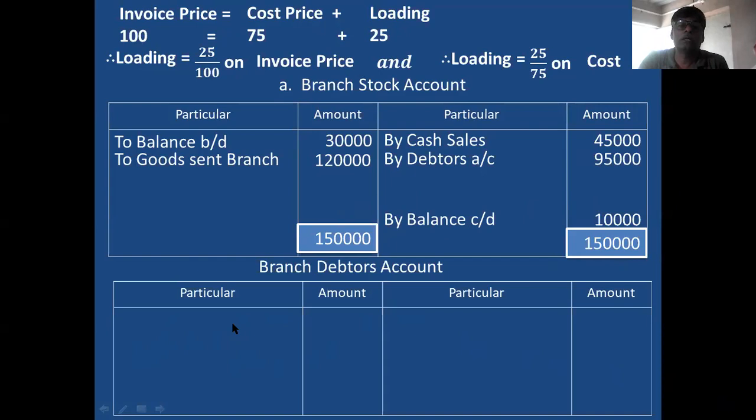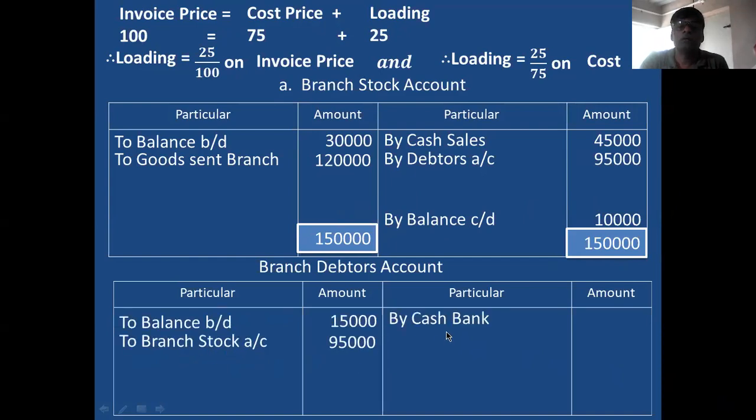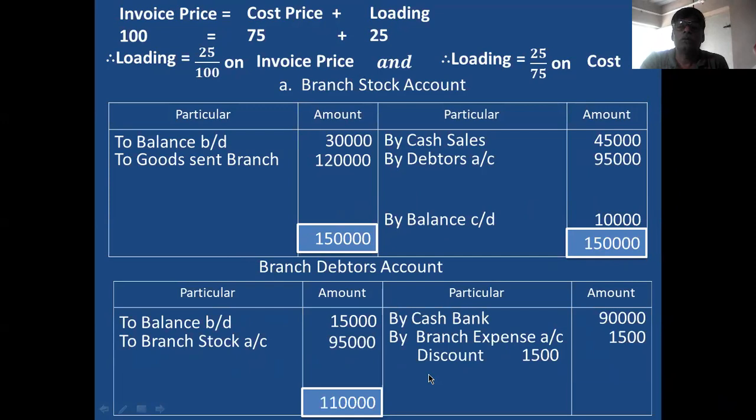In the debtors account, to balance brought down, to branch stock account credit sale, by cash 90,000, by branch expense discount 1,500. Then close the account, balance is 18,500. Second account completed. Clear?